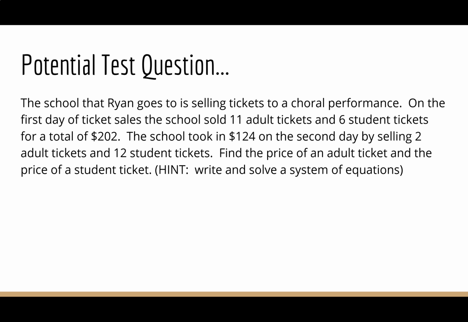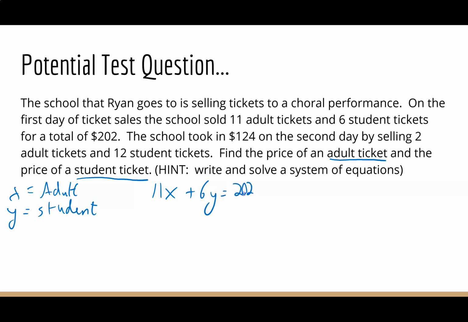So hopefully it's kind of obvious our 2 variables are going to be adult tickets and student tickets. So I'm going to say x is adult, y is student. So in the first day, there were 11 adult and 6 student tickets, which earned us $202. In the second day, we sold 2 adult and 12 student and earned us $124. So now I have a system of equations that's almost set up for elimination.